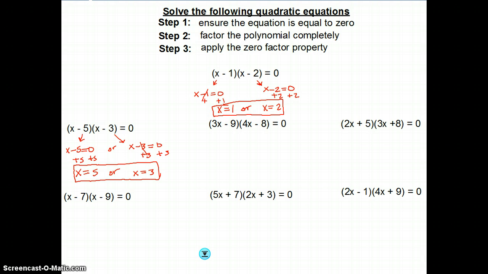Since I have two factors whose product is 0, I set each factor individually equal to 0 and solve. These are a little bit more involved because you have a coefficient in front of your x, but we still go about it the same exact way. I add 9 to both sides to find 3x equals 9. Divide both sides by 3 and I find x equals 3. Or, on the right, I add 8 to both sides to find that 4x equals 8. Dividing both sides by 4, I find that x equals a positive 2.